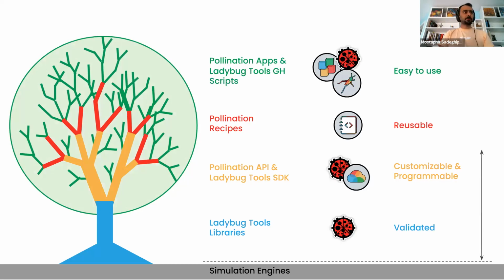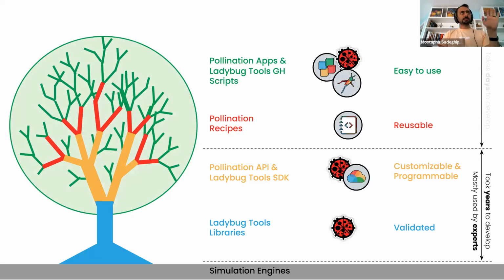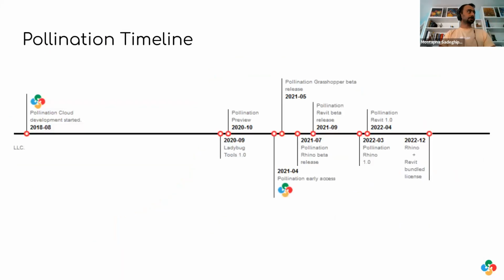So this part at the bottom took years to develop and still is under development, some partially, and is mostly used by experts. This part on the top now takes days to develop if you want to build a script or build an app, and can be used by non-experts. And that's where the easy to use comes in. This is the part where validated and customizable come together.